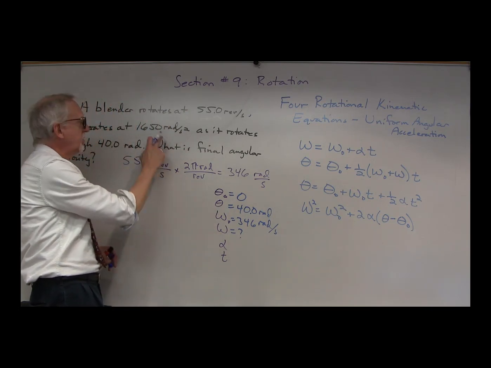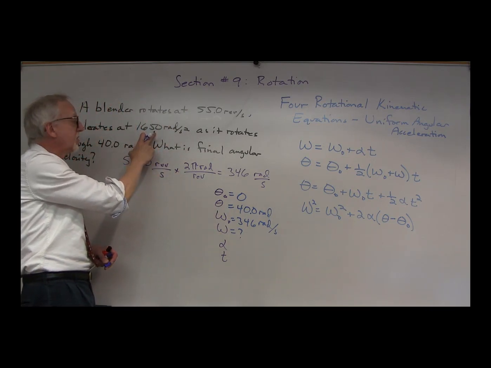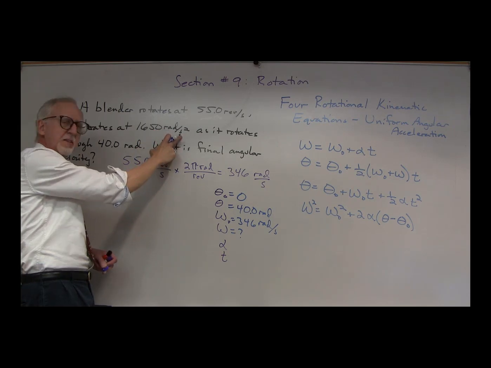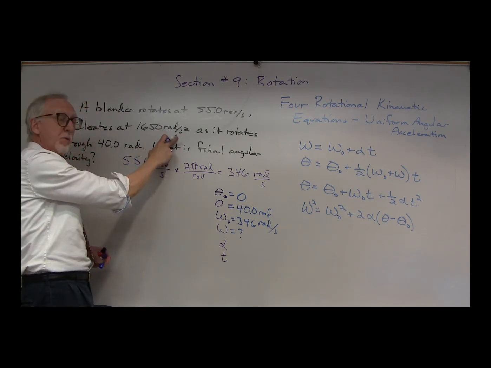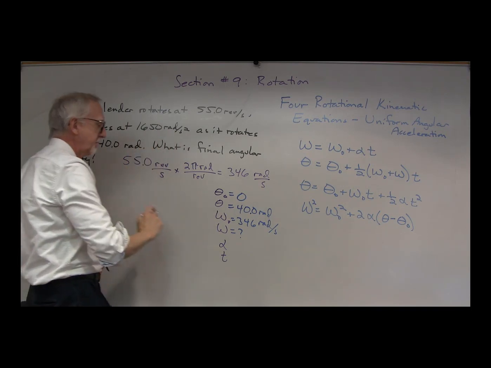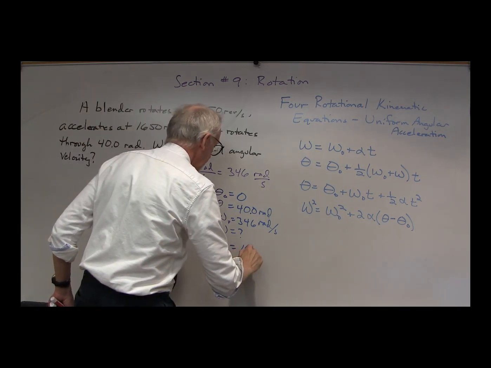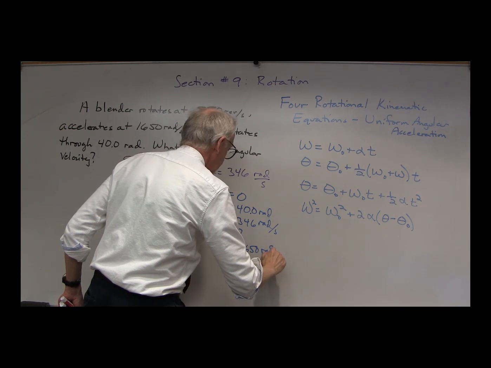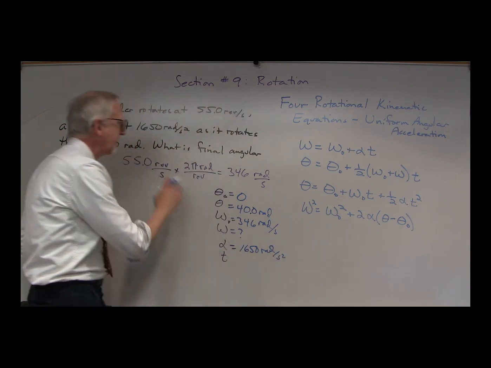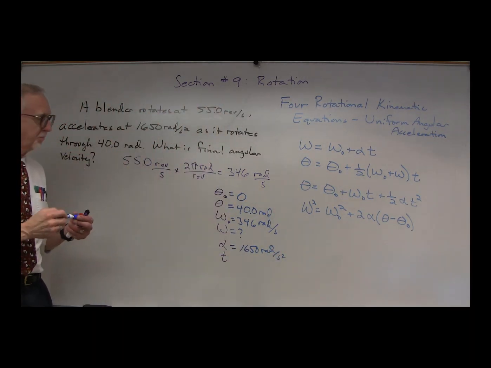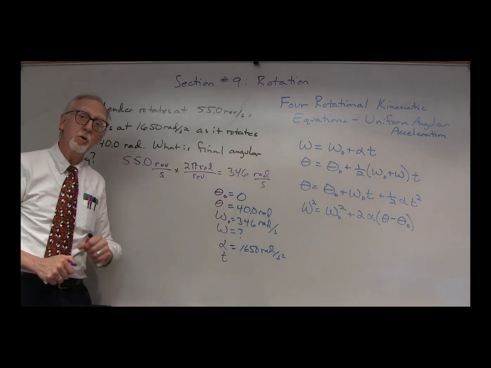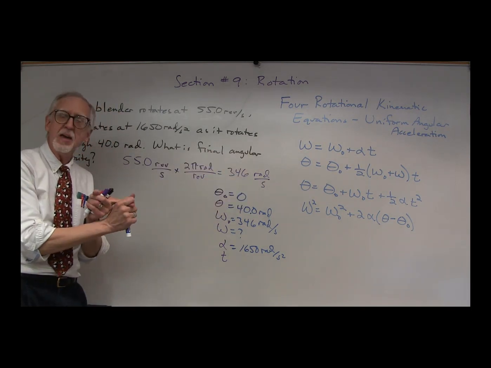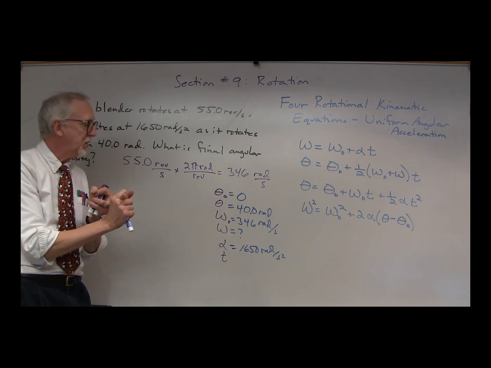Angular acceleration. What would the units of angular acceleration be? Well, that would be radians per second squared, so that must be alpha. So 1650 radians per second squared. And time, we do not know the time. What are we looking for? Omega. What equation could we use that has an omega in it and in which we know everything else?